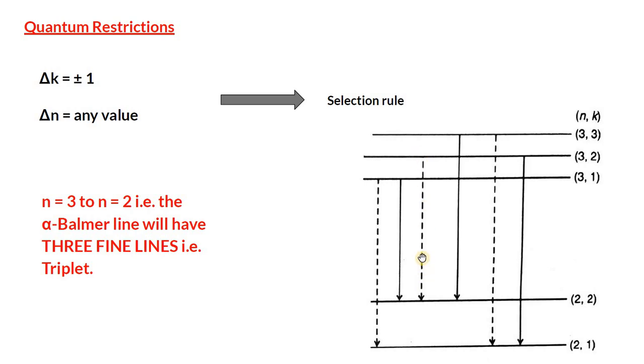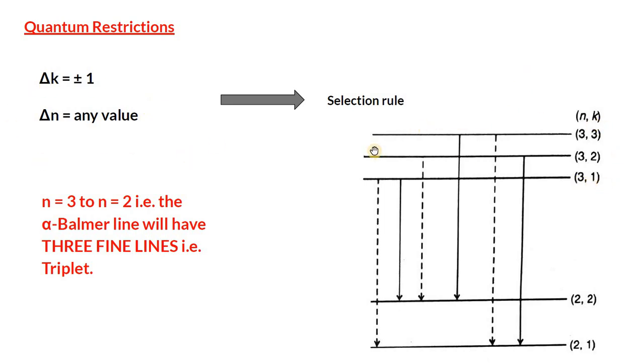If you consider these lines, take this line, then k equals 2, and this k equals 2. 2 minus 2 is 0. Not possible because it violates the selection rule. So selection rule is important. So this is the selection rule that explains these transition phenomena, and delta n may be any value.